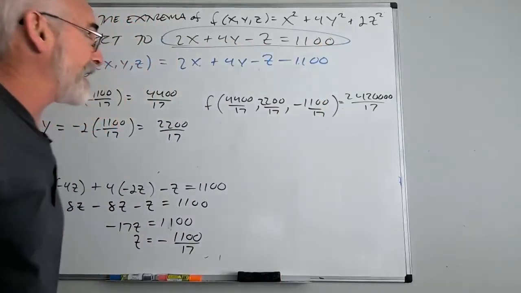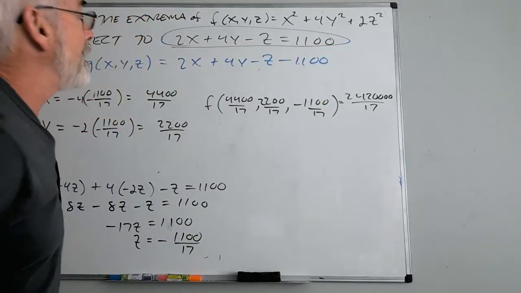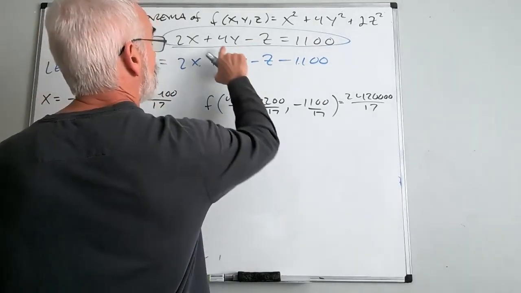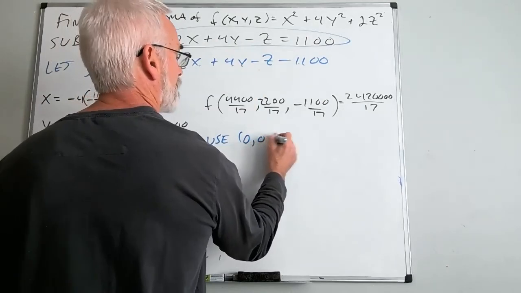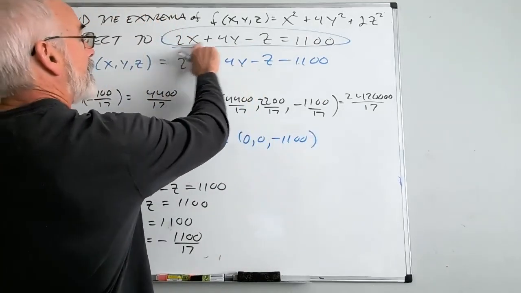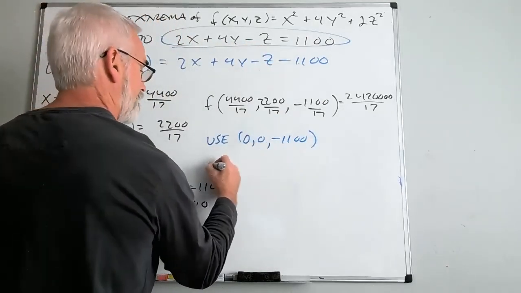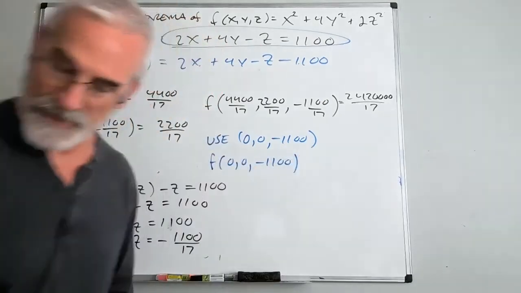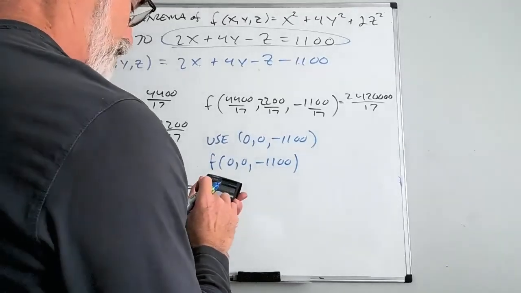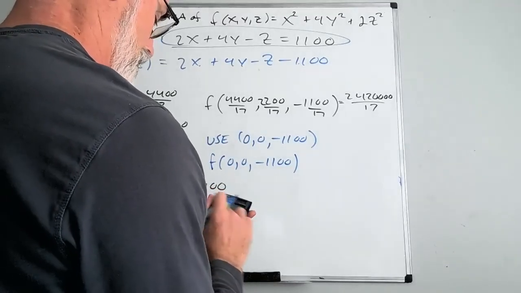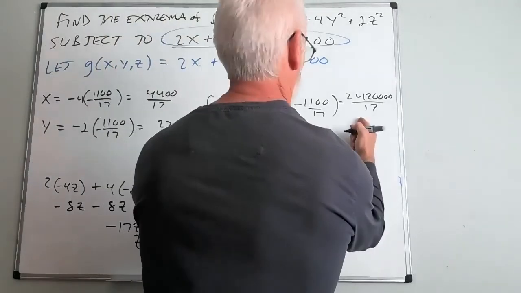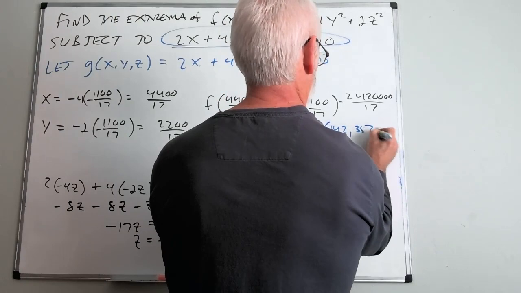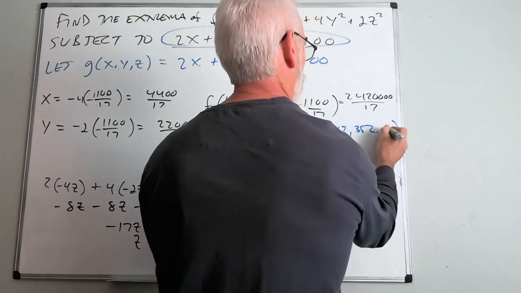Now, I mentioned before, picking zeros is always a really good idea. So why don't I use, as my tester, 0, 0, negative 1100. Use that as my tester. So now what is f of 0, 0, negative 1100? Now that answer on the board there, let me come back. This number here is about 142,352.9. Okay, so it's really, really big.